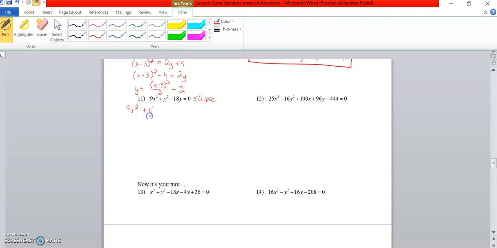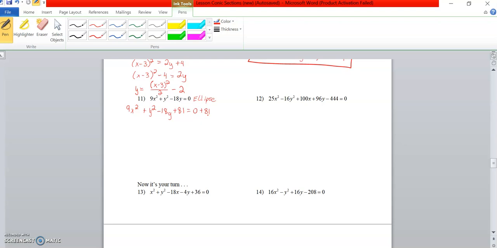We're going to say plus y squared minus 18y. Here's where we're going to complete the square for the y term. So that looks like half of that is negative 9 squared, so plus 81 equals 0. But we also know that we added 81 to that side, so we have to add our 81 to the right.